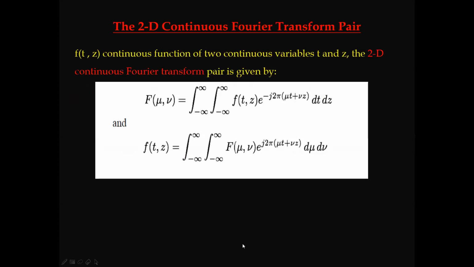Next, coming to the two-dimensional continuous Fourier transform pair. For example, f of t comma z is a continuous function of two continuous variables t and z. Then the two-dimensional continuous Fourier transform pair will be F of mu comma v, which is equal to the double integral minus infinity to infinity f of t comma z e power minus j2 pi (mu t plus v z) dt dz. And f of t comma z, that is the inverse 2D Fourier transformation, is the double integral minus infinity to infinity F of mu comma v e power j2 pi (mu t plus v z) d mu dv.